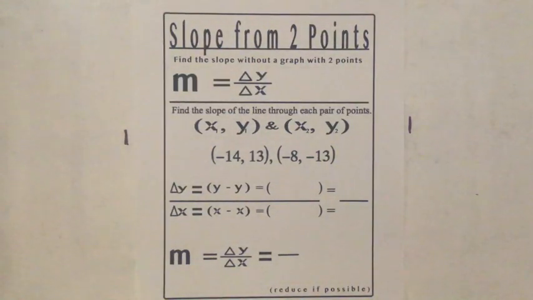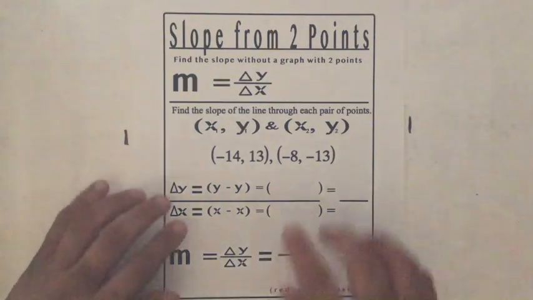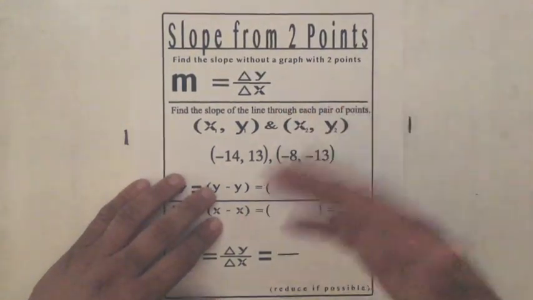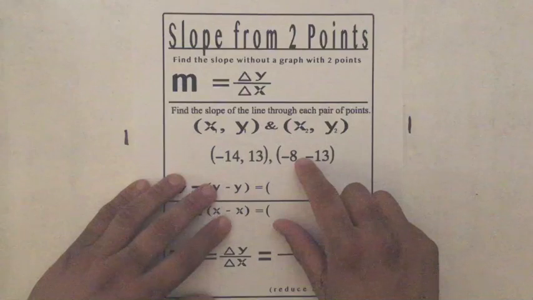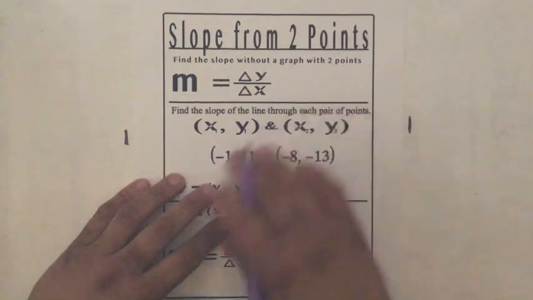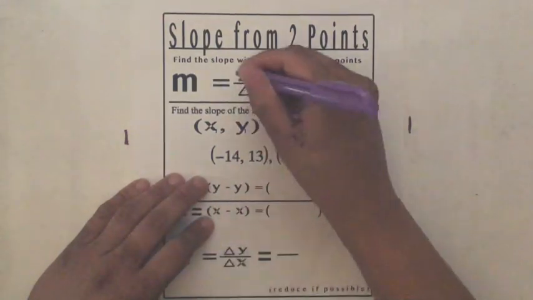Okay, in this lesson we're going to cover how to find a slope from two points. So we're going to find out how to find the slope without using a graph, with two points. Normally if you have a graph, it's delta y, how many up or how many down, delta x, how many left or how many right, but we don't always have a graph, right? So we're going to find out how to find the slope with just two points.